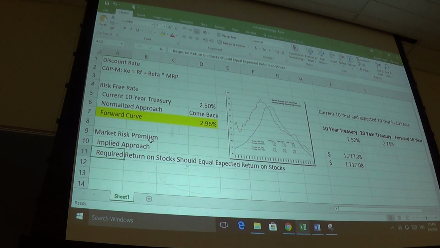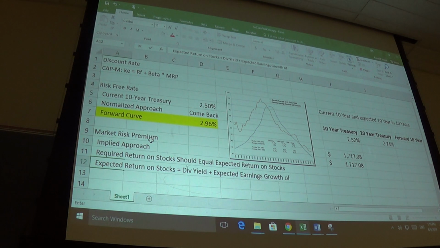But we can estimate the expected return on stocks. We did that on exam 1. So the expected return on stocks equals the dividend yield plus expected earnings growth of the S&P 500 stock index, right? Because we're doing the market risk premium of the entire market.